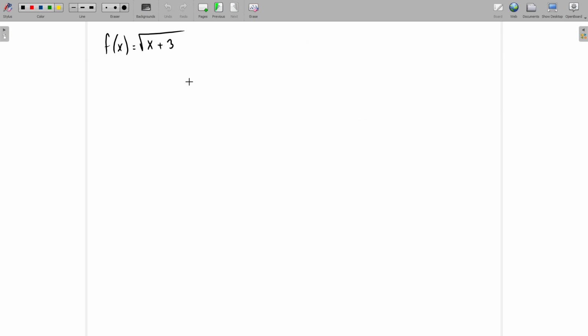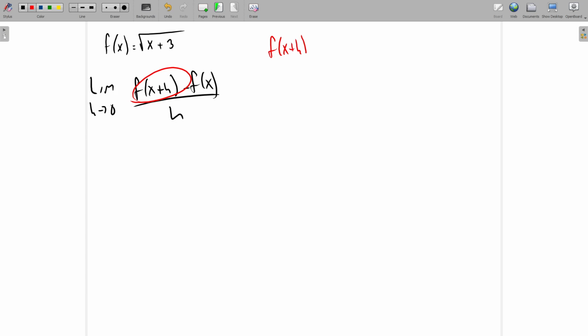All right, we have another example, but this time with a square root. All right, so same thing. I want to use the formula, the limit as h approaches 0 of f of x plus h minus f of x all over h. And again, we need to figure out this part, the f of x plus h. Right, so everywhere in my function where there is an x, I want to put x plus h.